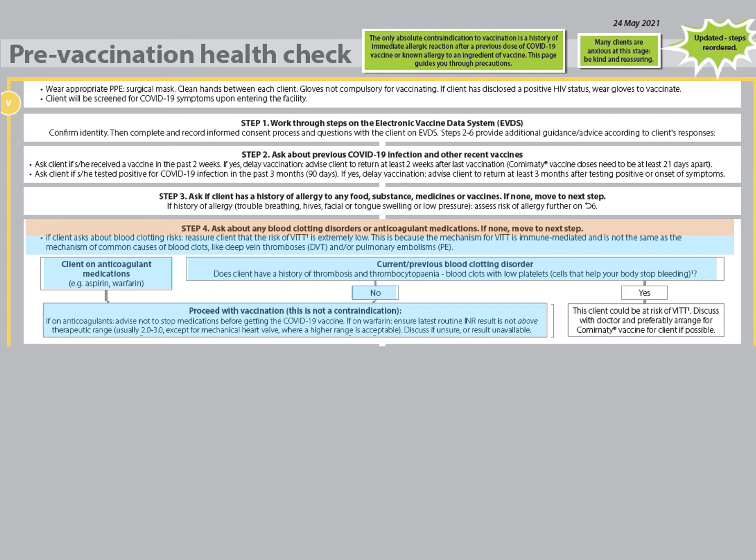As a standard precaution with any intramuscular injection for a client on warfarin, there is a reminder to ensure the latest routine INR result is not above the therapeutic range, which is normally 2 to 3, unless the client is on warfarin because of a mechanical heart valve, where a higher range is acceptable.